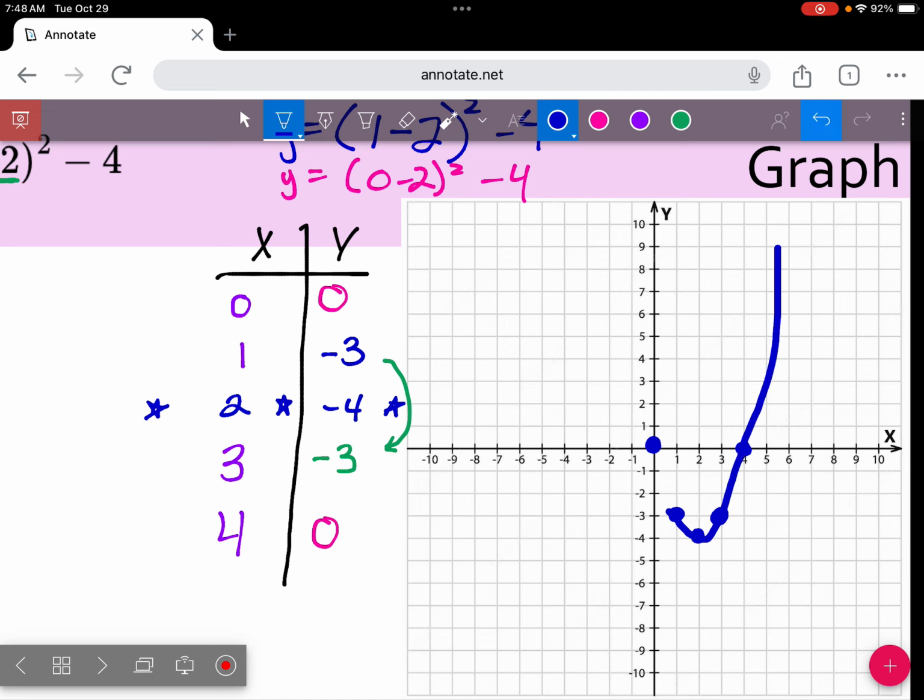Ooh, that was trash. Let's try that again. Then we're going to connect them up and make it pretty much U-shaped. It's really hard to get right. They look kind of like that. So not too bad. We've had worse graphs before.